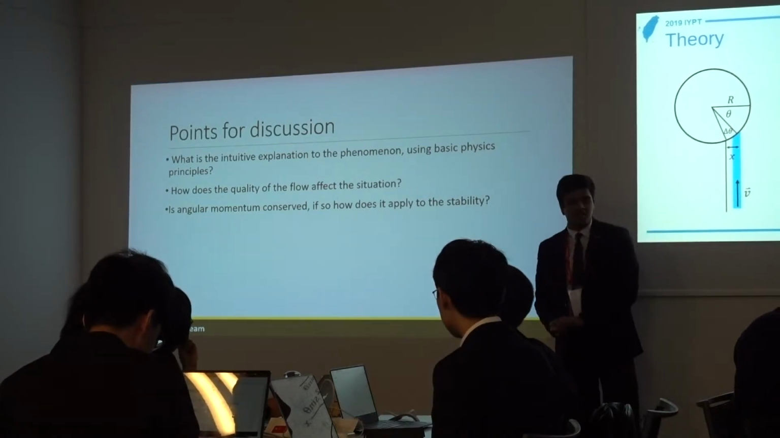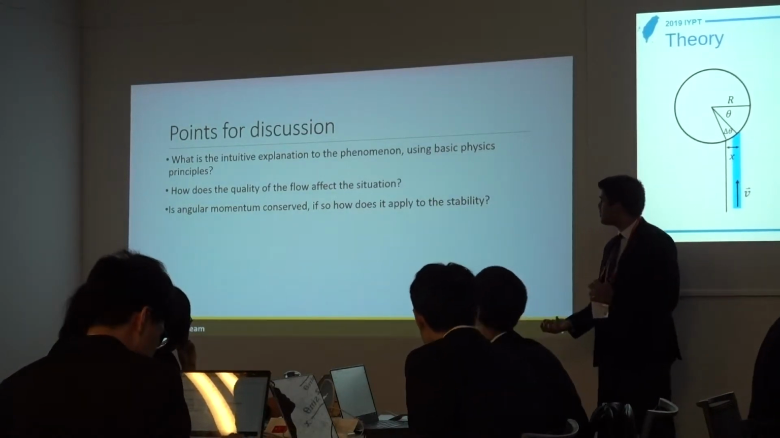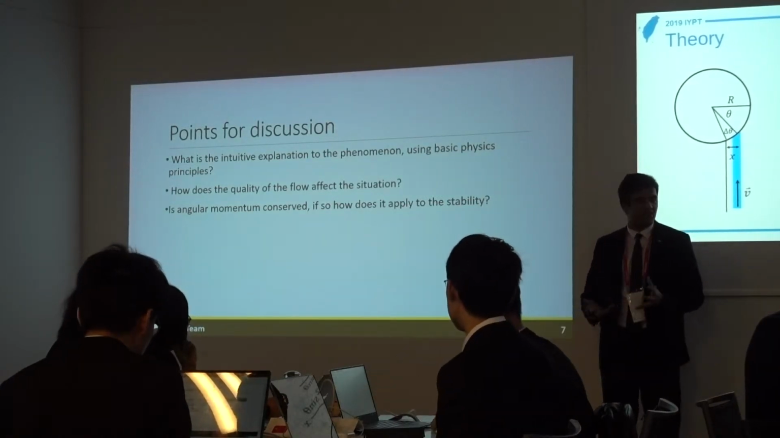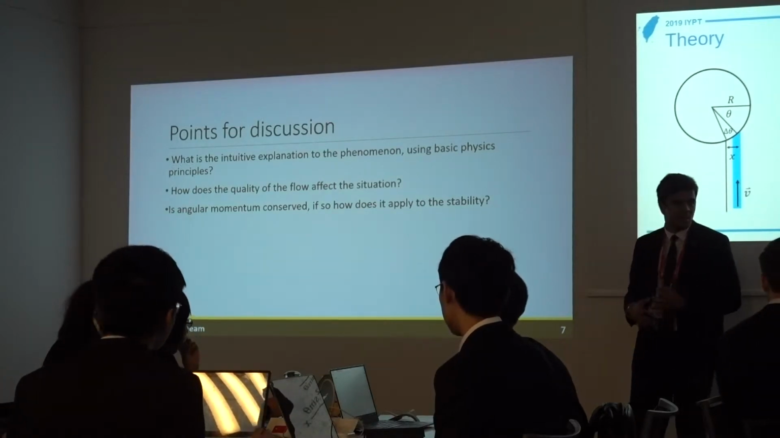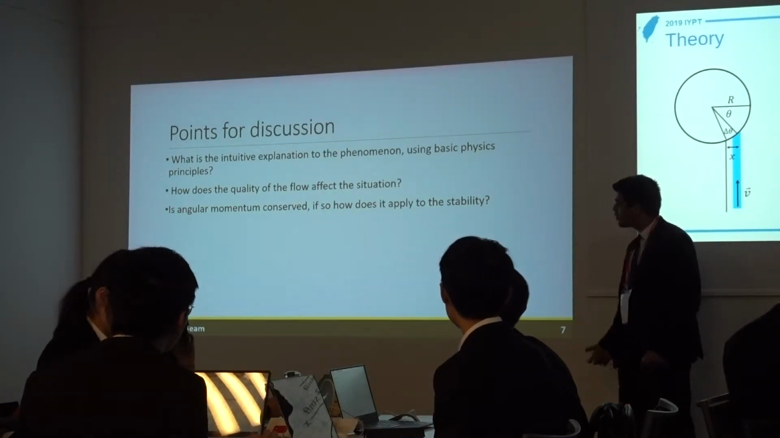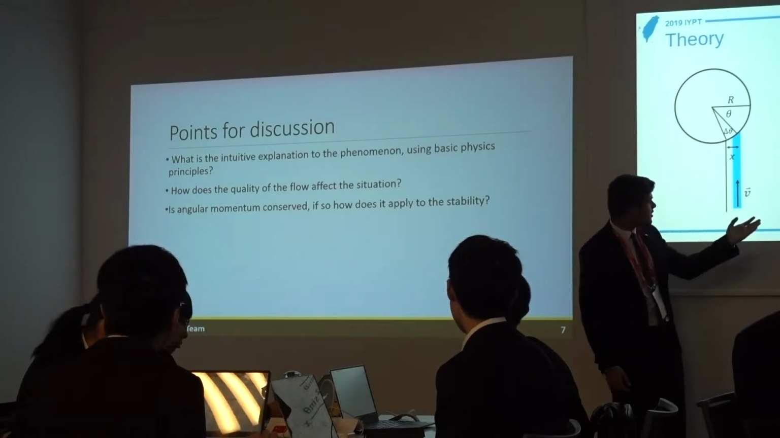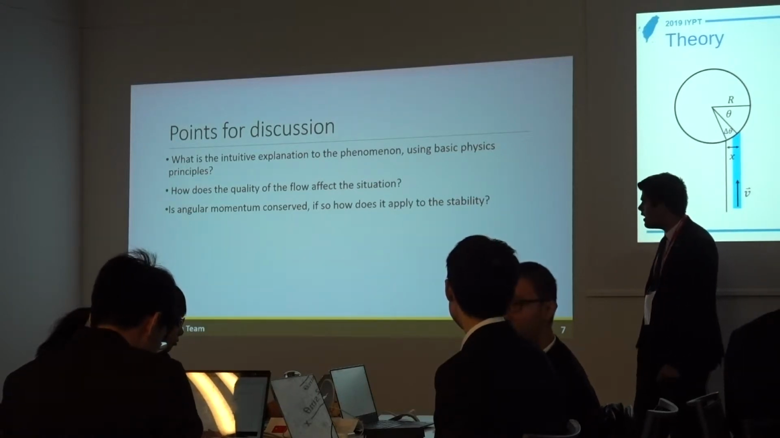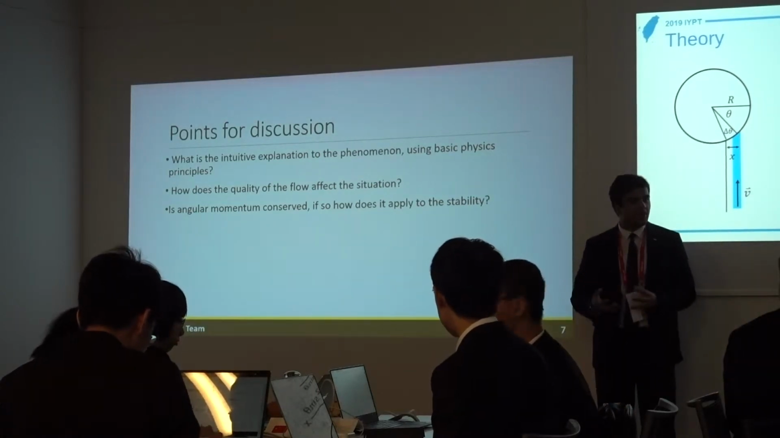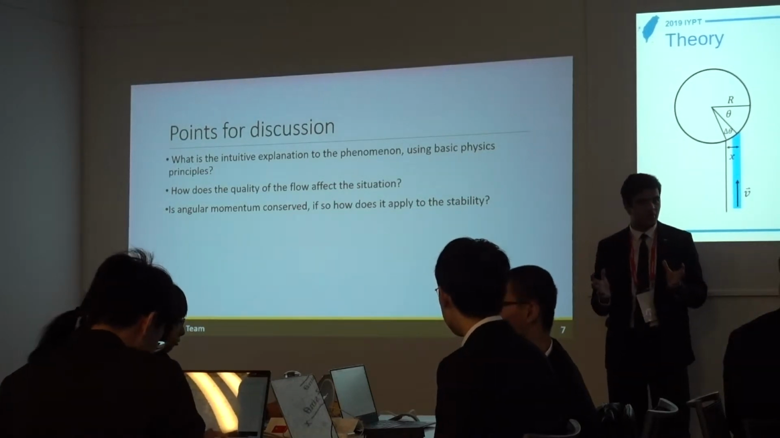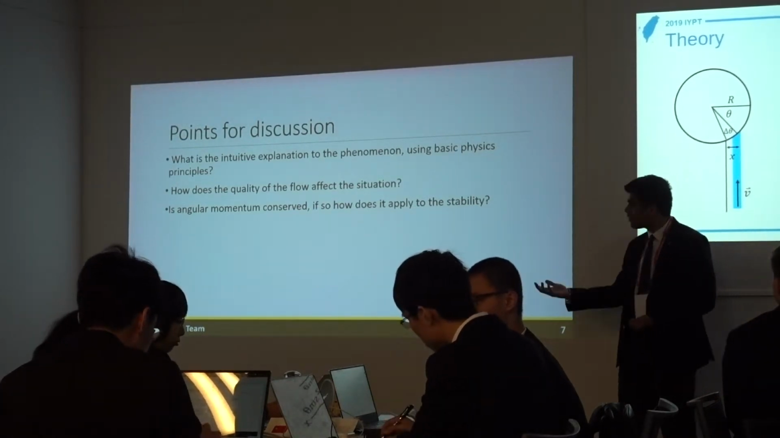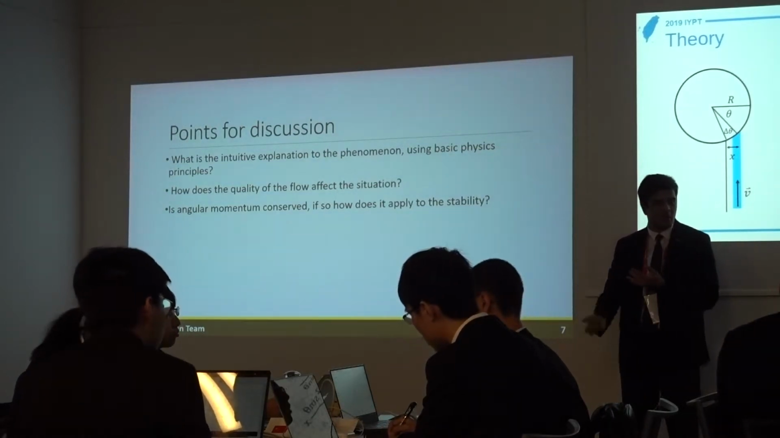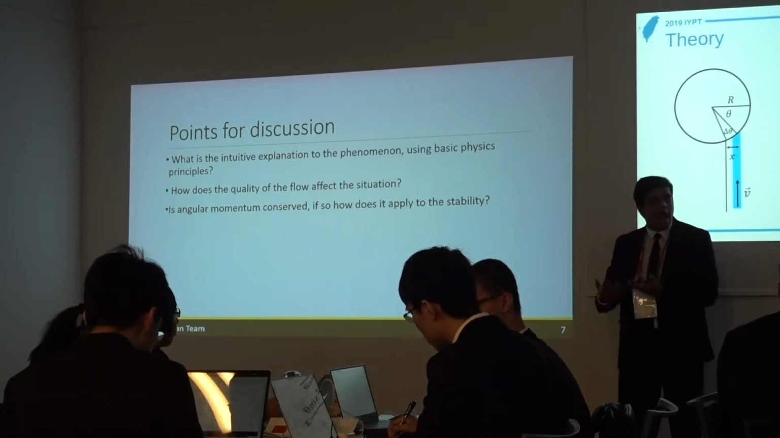Some main ideas to bring into discussion: what is the intuitive explanation for the phenomenon using basic physics principles? I think the reporter lacked the ability to explain this intuitively in a really simple physics sense. And also, how does the quality of flow affect the situation? Do the approximations using the force rho v squared only apply to laminar, turbulent, or transitional flow? And the reporter failed to explain a large part of the problem, which is the stability of the situation to external perturbations. There was no quantitative explanation of how large these perturbations were, and that's why I'd like to discuss how the stability is achieved.